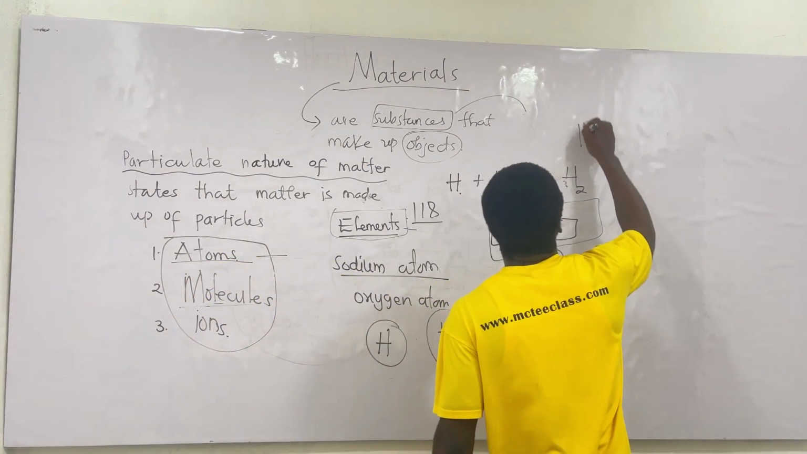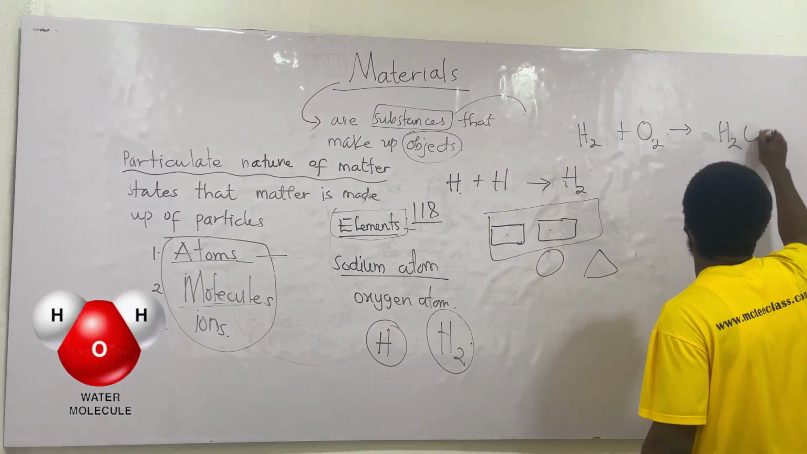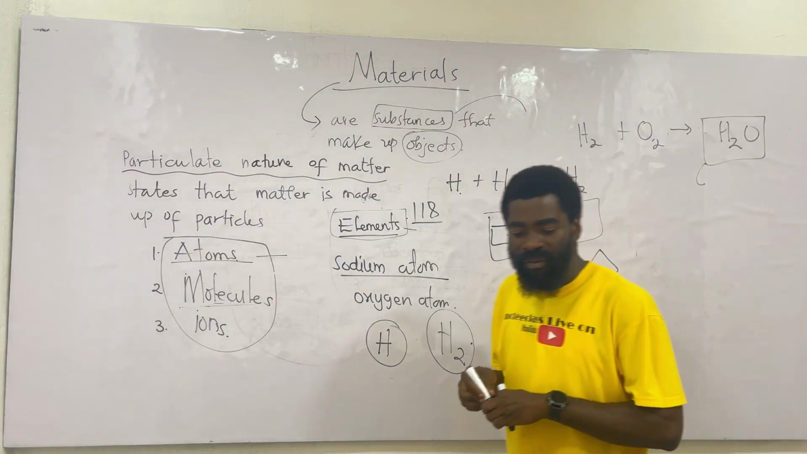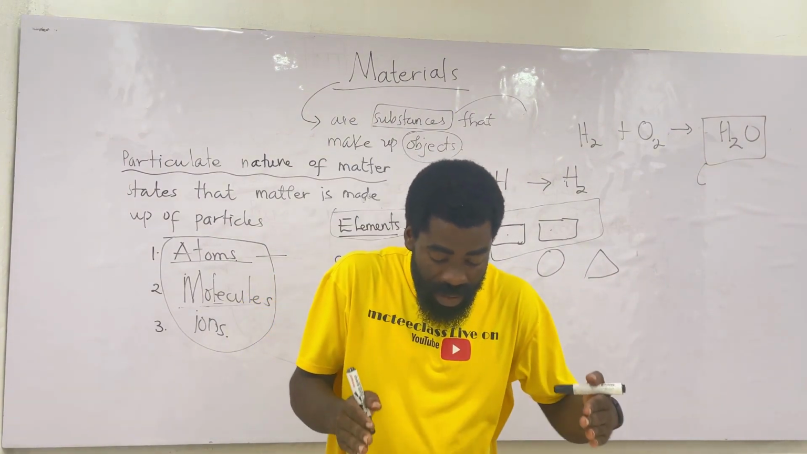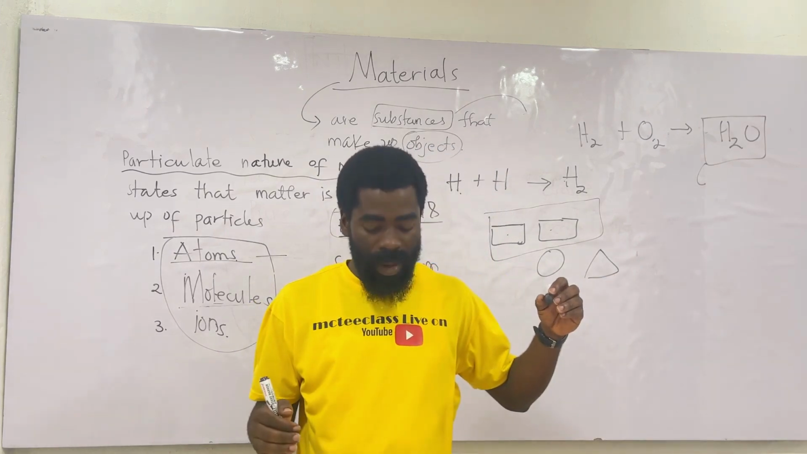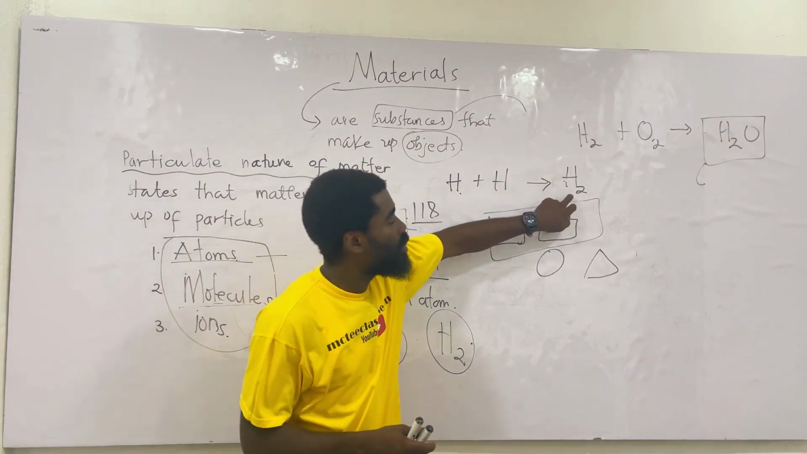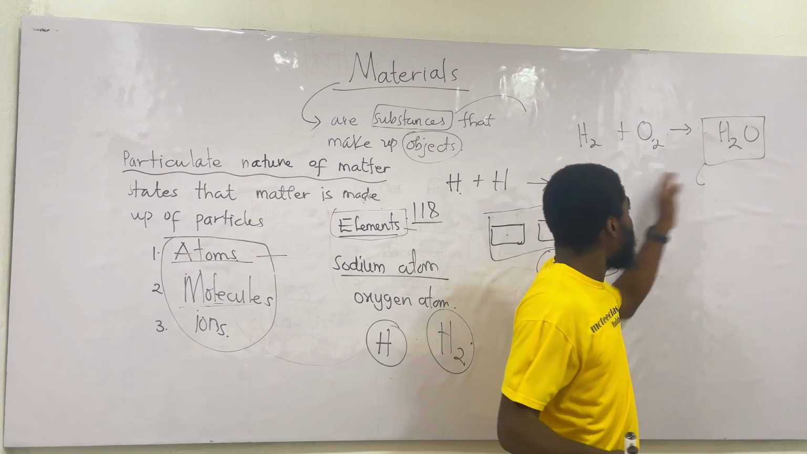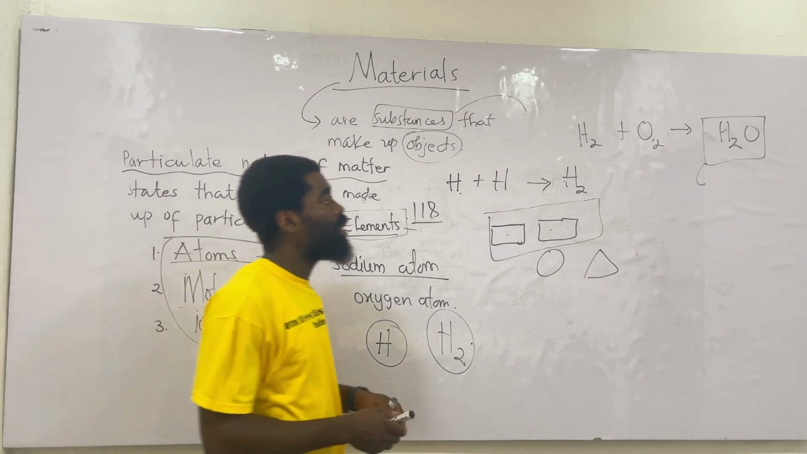I can take hydrogen and add oxygen to it, and that will give me H2O. So this is another molecule, but this molecule is made up of different atoms. If you look at the definition and read it carefully, we said a molecule is a group of same elements or different elements that are chemically combined. So hydrogen is a molecule, same element, hydrogen, hydrogen. But this is water, another molecule, but different elements. I hope you understand this.